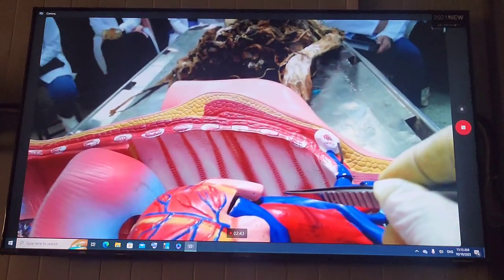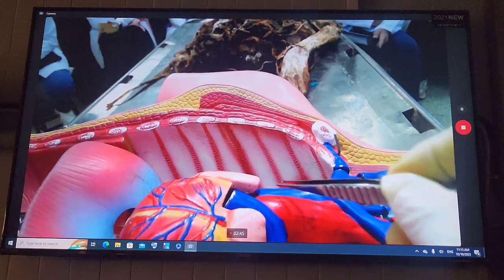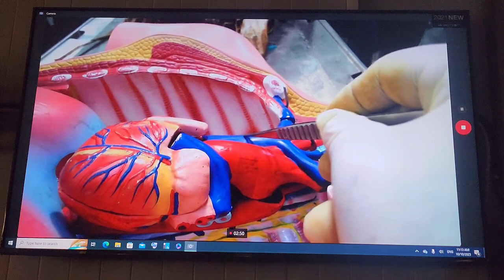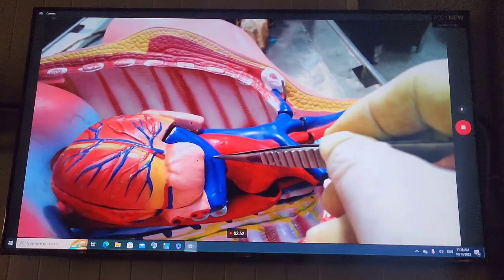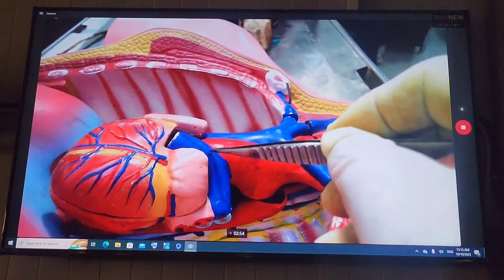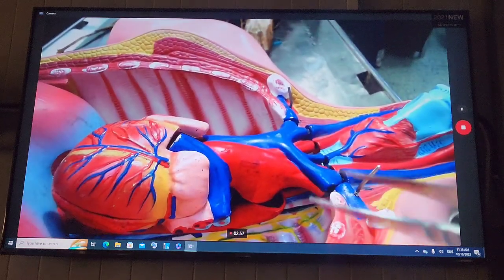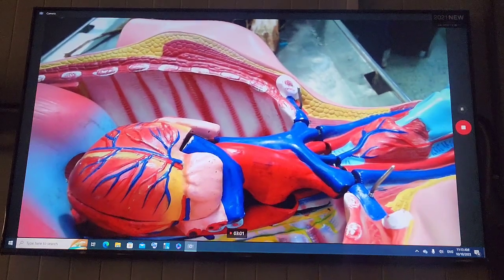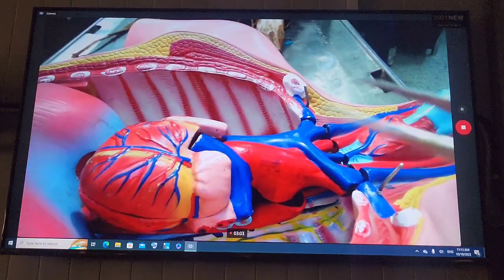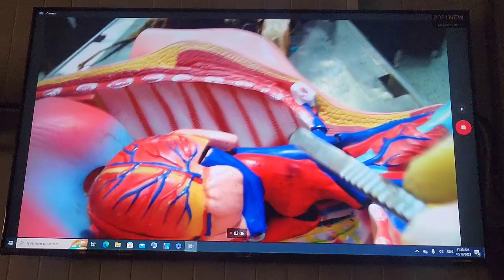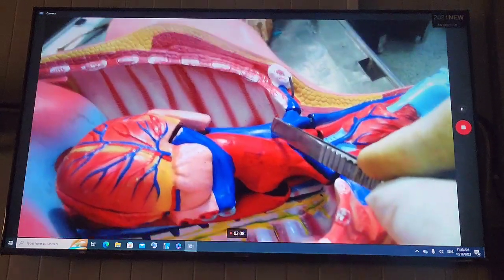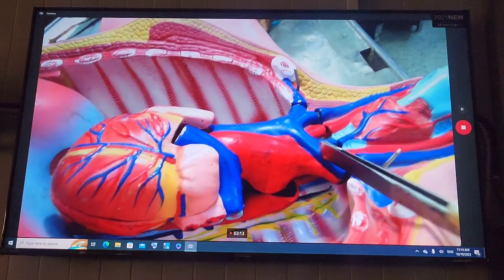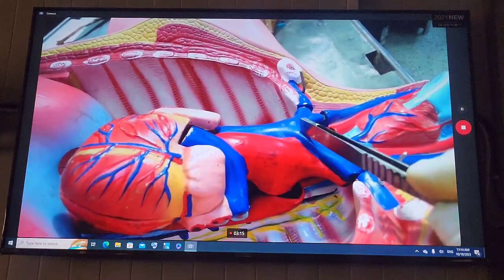So the three vessels seen just above the heart: the middle one is the ascending aorta, on the right side of it is the superior vena cava, and on the left side of it is the pulmonary trunk. From that, I will pass to other structures. For example, the superior vena cava will lead you to the brachiocephalic veins. This is the left brachiocephalic vein, which is long and oblique.